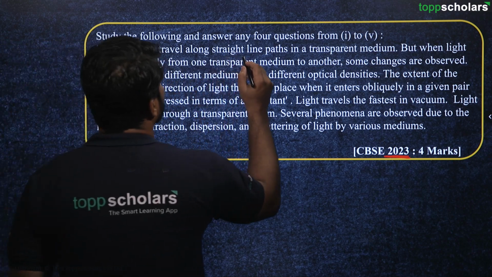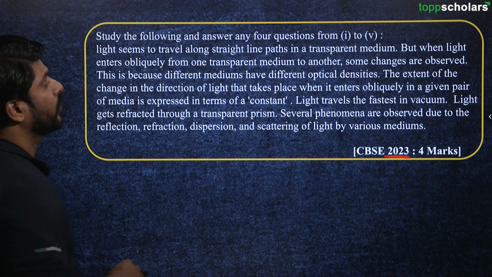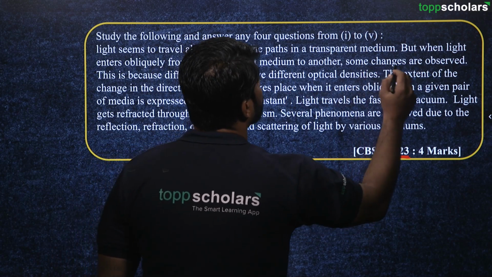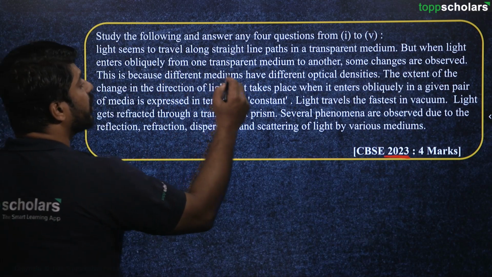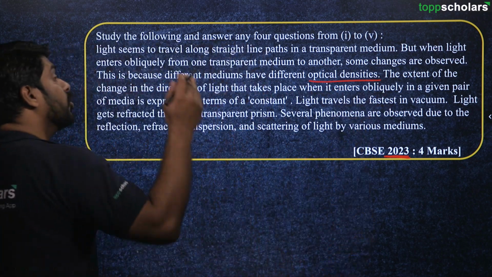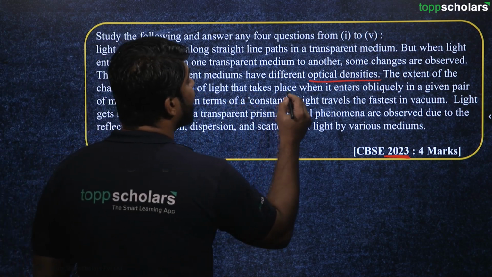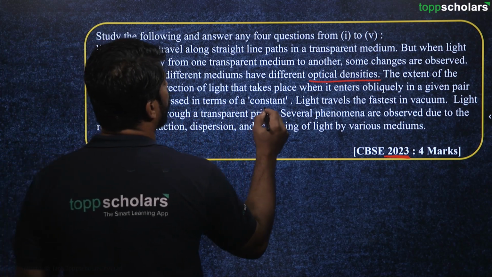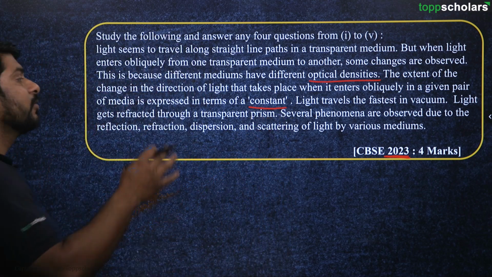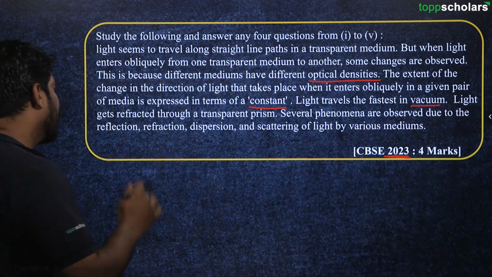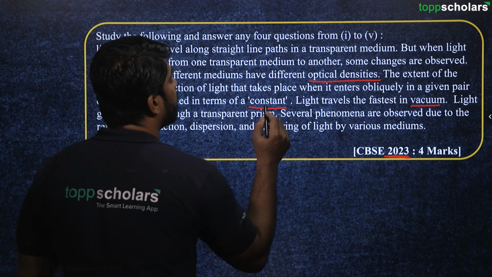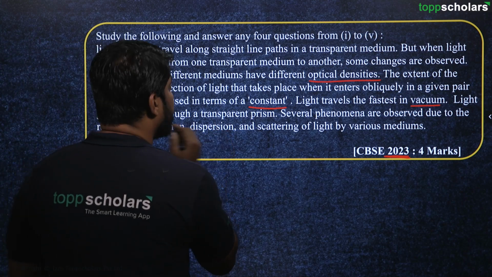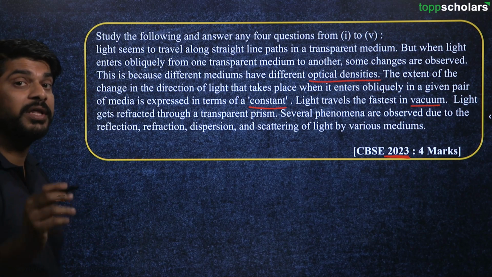Light seems to travel along straight line paths in a transparent medium, but when light enters obliquely from one transparent medium to another, some changes are observed. This is because different mediums have different optical densities. The extent of the change in the direction of the light that takes place when it enters obliquely in a given pair of media is expressed in terms of a constant. Light travels the fastest in vacuum. Light gets refracted through a transparent prism. Several phenomena are observed due to the reflection, refraction, dispersion and scattering of light by various mediums.